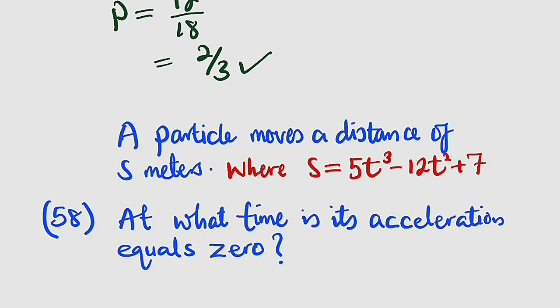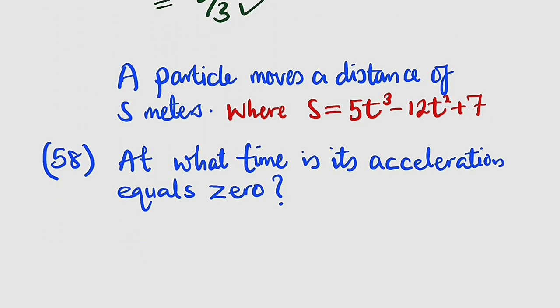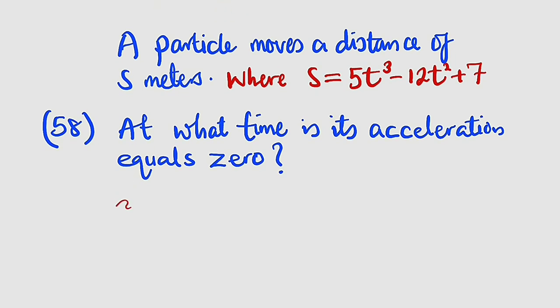Now let us move on to question number 58. Question number 58, we have a statement right here: a particle moves a distance of s meters, where s equals 5t cubed minus 12t squared plus 7. So the question here, which is 58, at what time is its acceleration equal to 0? All right. You should know that acceleration here will be the second derivative, because the first derivative will be the velocity. So let us find the velocity first, v of t.